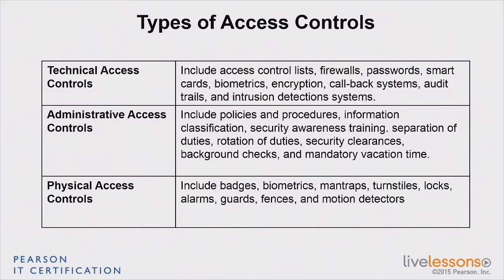Our administrative access controls can include policies and procedures, information classification, security awareness training, separation of duties, rotation of duties, security clearances, background checks, and mandatory vacation time. Physical access controls include badges, biometrics, a man trap, a turnstile, a lock, an alarm, a guard, a fence, a motion detector, anything that restricts or allows physical access.